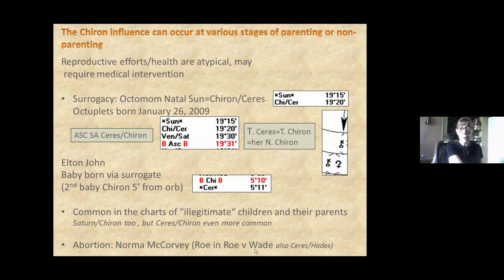This was Norma McCorvey. The Roe in Roe v. Wade was a Ceres Chiron person. But just to say that it's a Ceres Chiron is not the only picture for abortion, because we also see Ceres with Hades with abortion as well. But she's a good example of the various stages of parenting or not parenting.